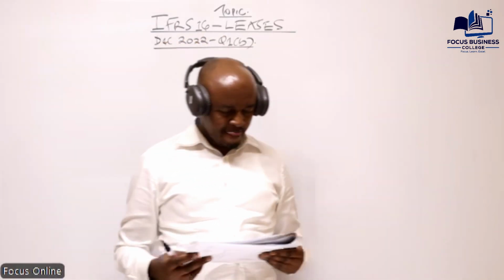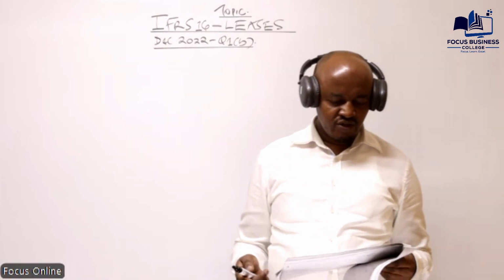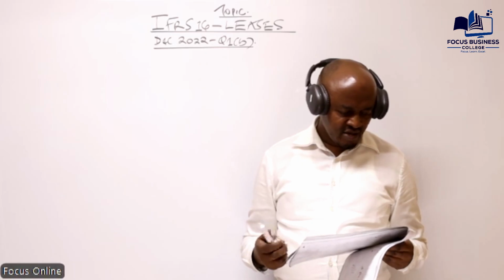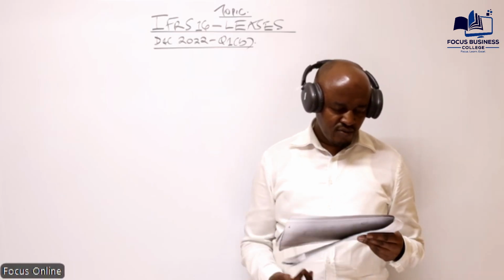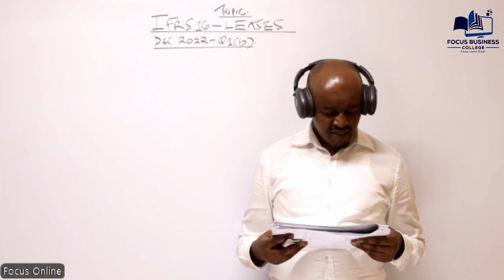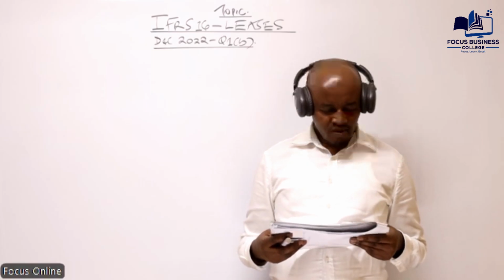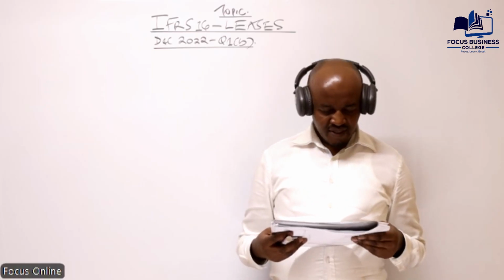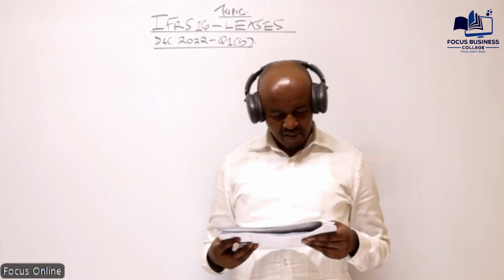So what are we told here? The question is: Ckkj Limited leased a factory to El Limited with effect from 1st July 2022. The lease is for 4 years at an annual lease rental of 4 million payable in arrears. The lease contract provided that the lessee shall be responsible for the insurance and maintenance of the factory during the lease term. The implicit rate of interest in the lease is 15%.